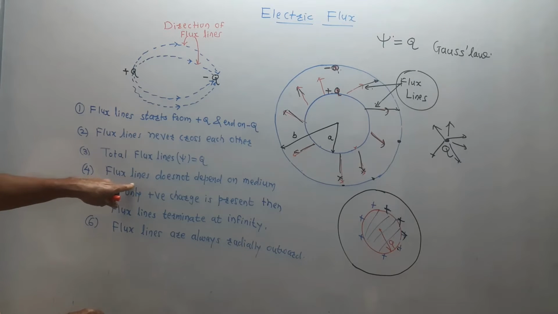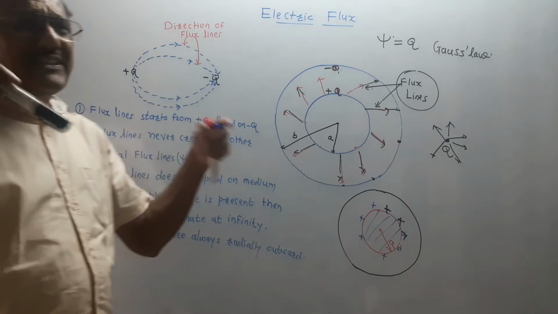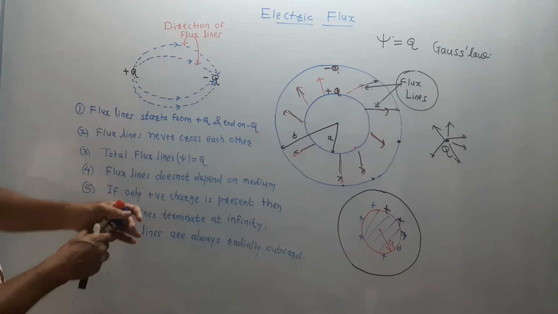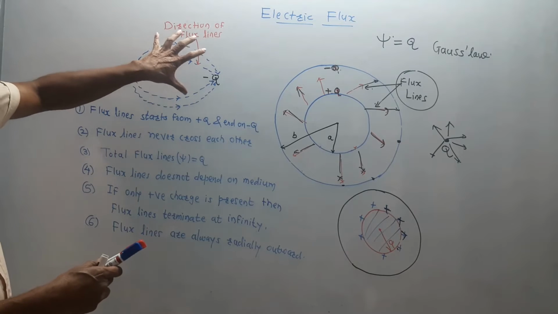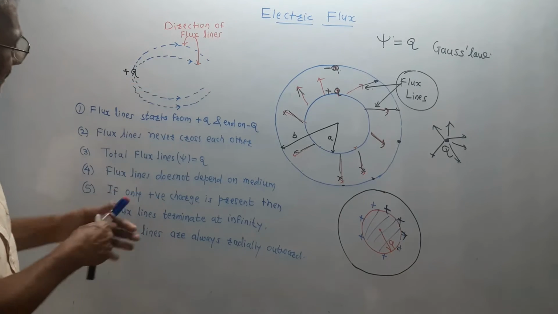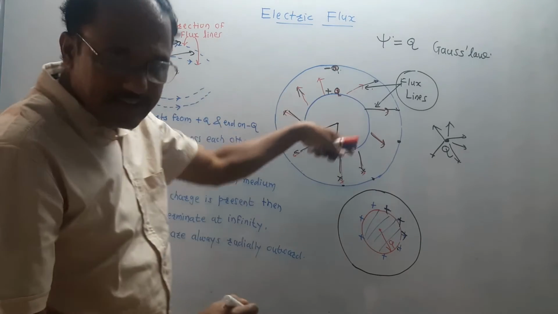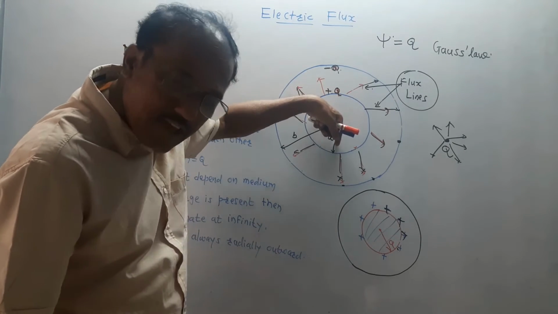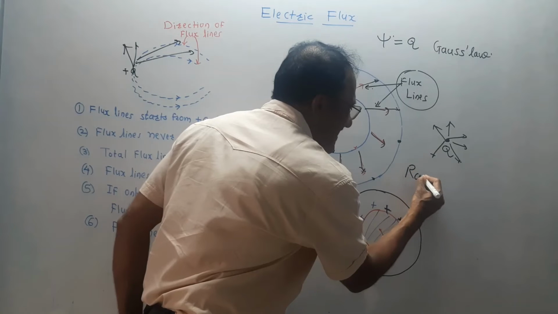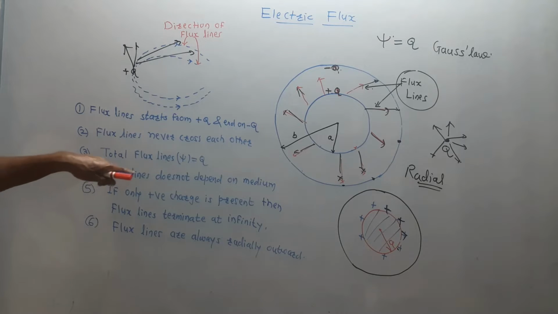Then flux lines do not depend on medium. So they are independent of medium. What is medium? Medium is like free space or any other dielectric medium. Now, if only positive charge is there, suppose there is no negative charge, then flux lines will come out radially. What is the meaning of this word radially? Look at this diagram. Flux lines transfer from inner sphere to outer sphere in the direction of the radius of the sphere. So this is called a radial direction.